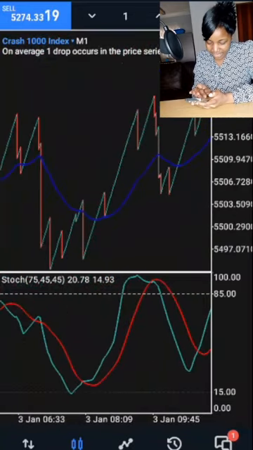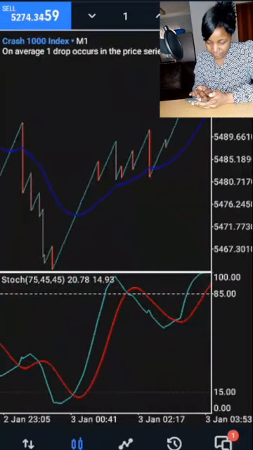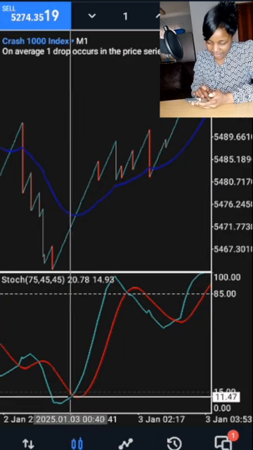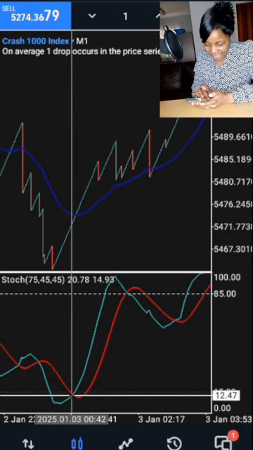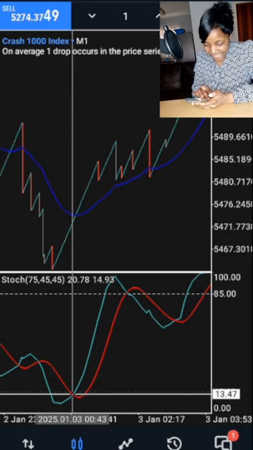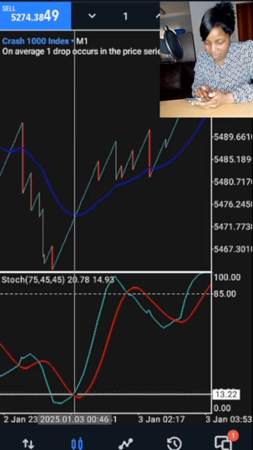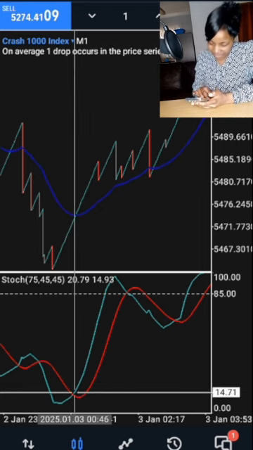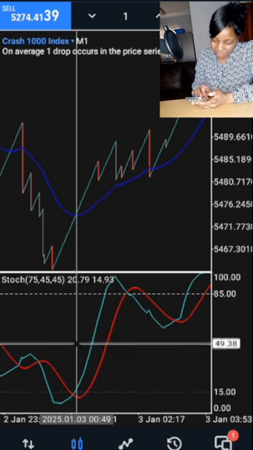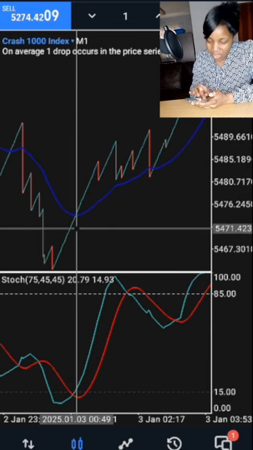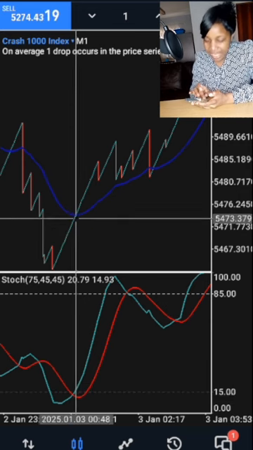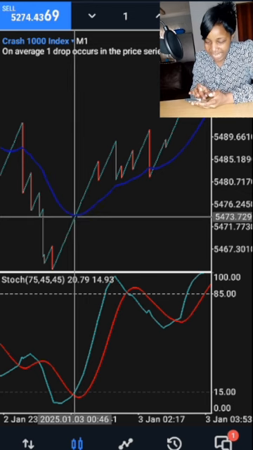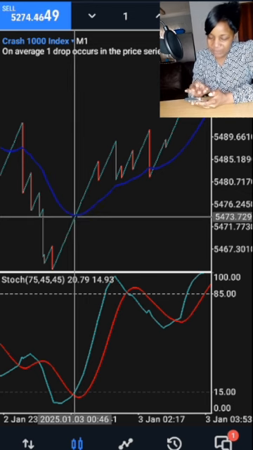One more example. Here, this is another perfect entry. As you can see, the crossing of the red and green line has occurred below level 15 on our indicators window, the stochastic oscillator. This is the first condition. Then the second condition, which is the confirmation, we come to our main chart. As you can see, the price has crossed the blue line. When this happens, we execute our buy. You take 5 to 10 candles.